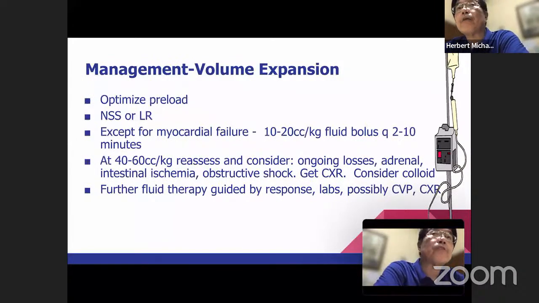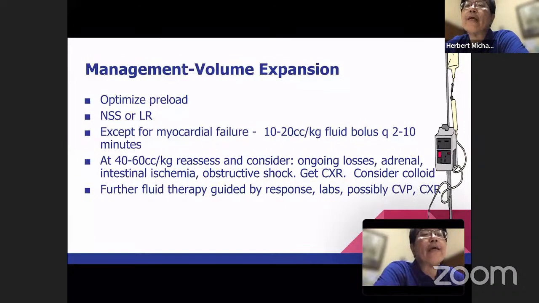In patients with possible myocardial involvement, say from history, you are told that the patient is a known cardiac patient, then try not to give 20 cc per kilo. You go a bit lower, 5 to 10 cc per kilo, but you may have to assess and reassess if you need to give a bit more. You can give as much up to 40 to 60 cc's per kilo, and then you need to assess and reassess for ongoing losses, adrenal status, intestinal ischemia, for which your abdominal girth will be distended.